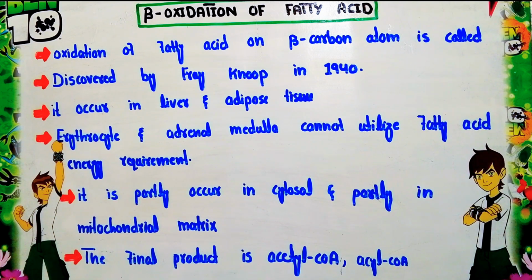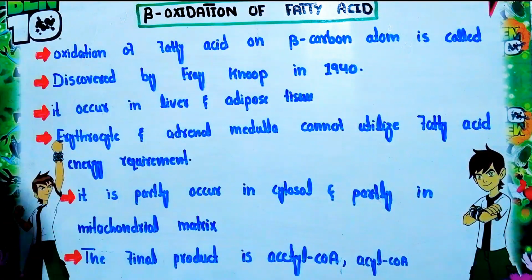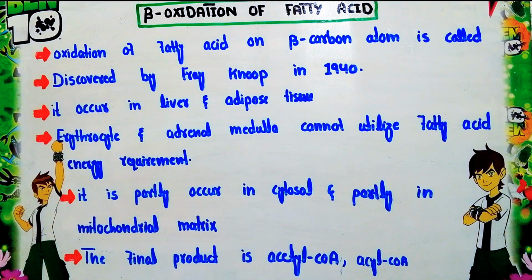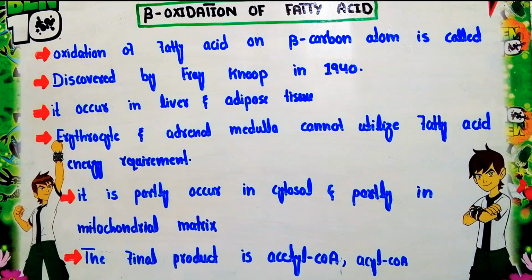Now we will discuss the discovery of beta oxidation of fatty acids. Beta oxidation was discovered for the first time by a German scientist, Knoop, in 1940. If we talk about where beta oxidation of fatty acids occurs in our body, most of the tissues in our body utilize or oxidize fatty acids to fulfill their energy requirements. The best known are the liver and adipose tissue, which undergo beta oxidation of fatty acids.